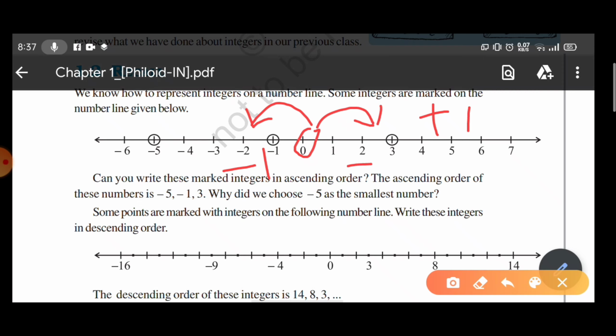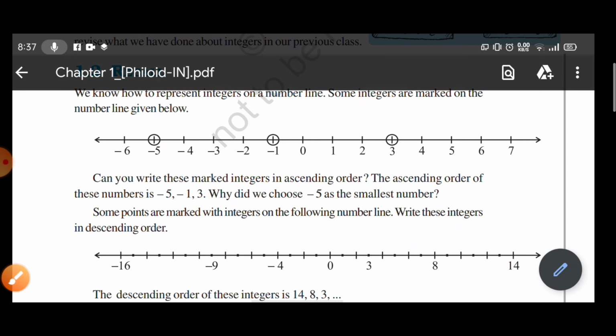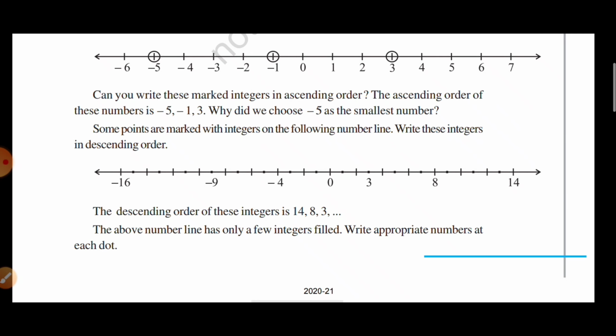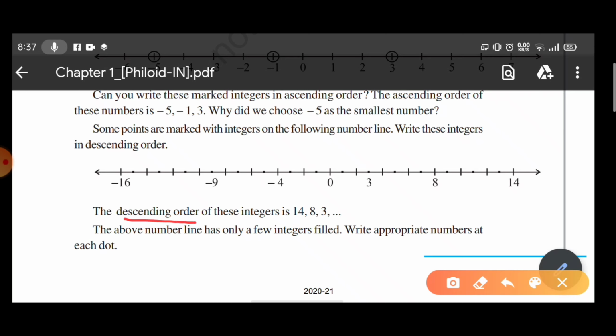So the values that are written on the right side are greater and the values that are written on the left side are in decreasing order. So in this way we can use this number line to answer the many questions that we will be solving in this particular chapter. When it is asked that you have to arrange the numbers in descending order, or in ascending order, you can simply use your number line to mark it.